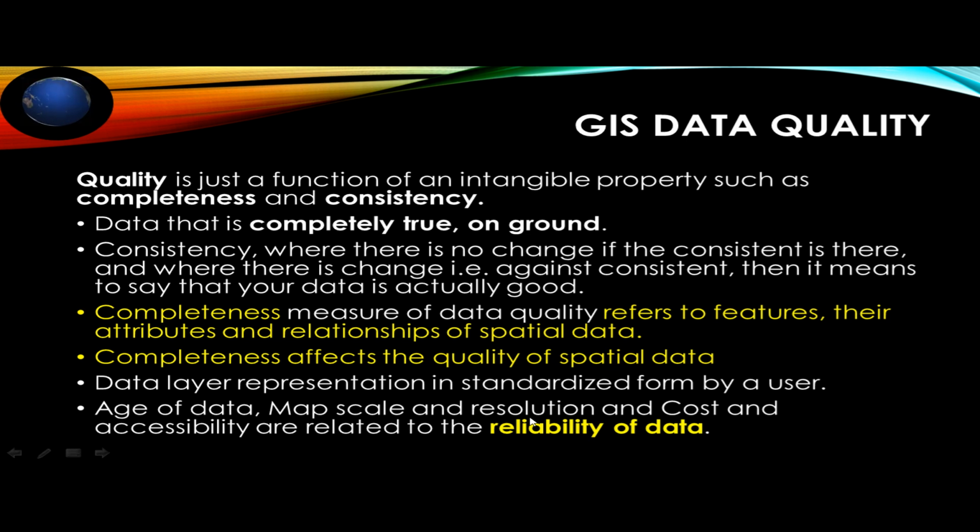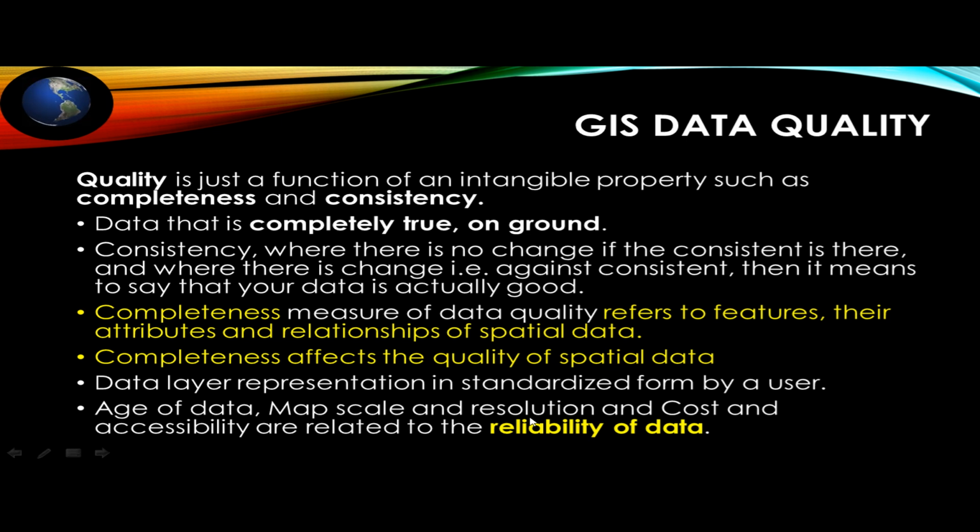Consistency means, say I have selected one point and another point, what changes occur between these two points, and is it consistent, meaning no change comes with the time period or with a different temporal scale. Where there is no change, the data is consistent, and where there is a change against consistency, it means your data is actually good. Because with time, with the season, things are changing over the ground.